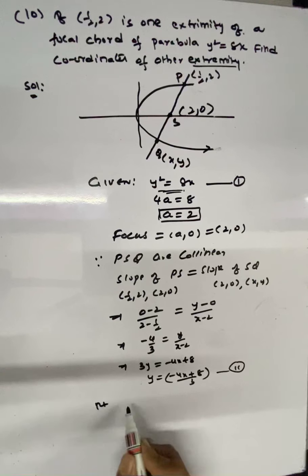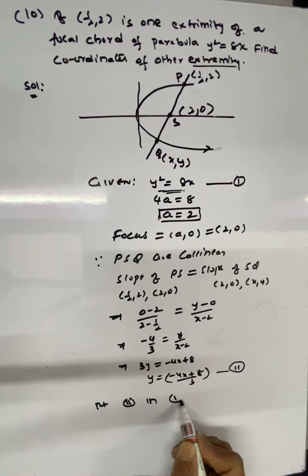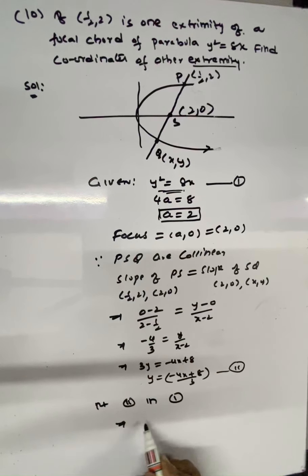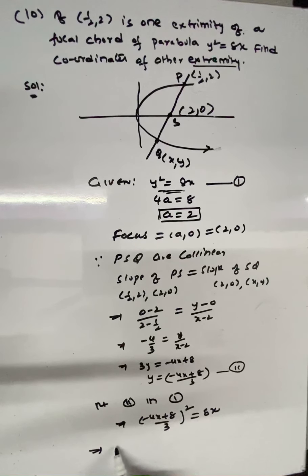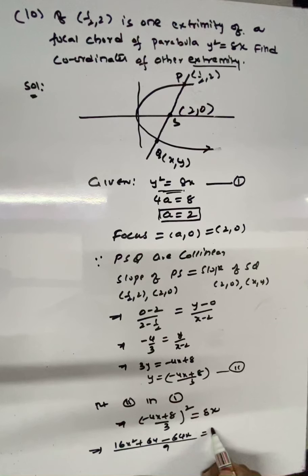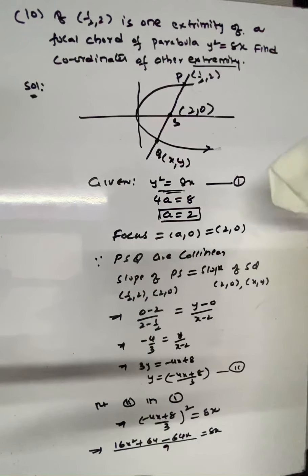Substitute, put y into the parabola equation. So what will you get if you substitute? y square, that is (minus 4x plus 8 by 3) whole square, equals 8x. Now we have to calculate this one. Cancellation has been done. So what we'll do here: a square plus b square minus 2ab, by 3 square 9, equals 8x. Now continuation of this.